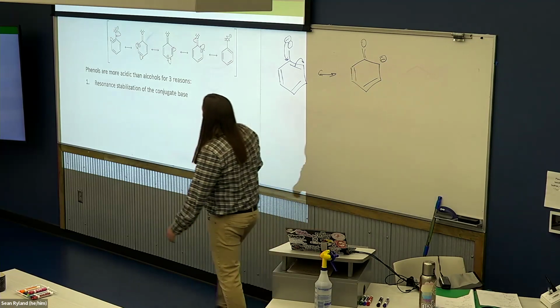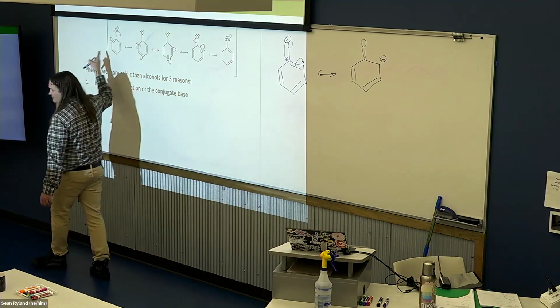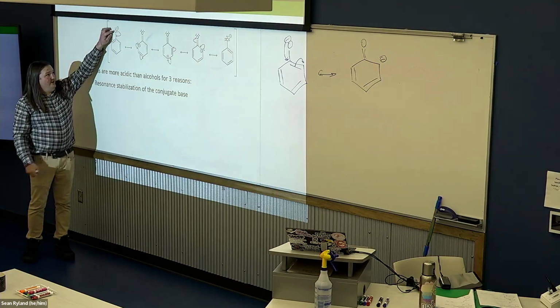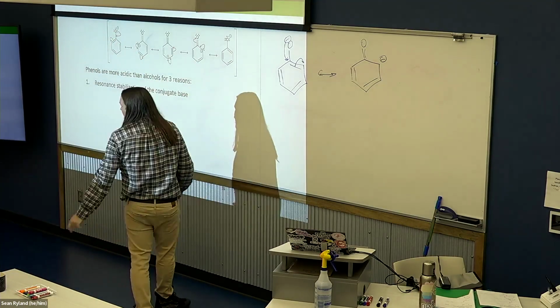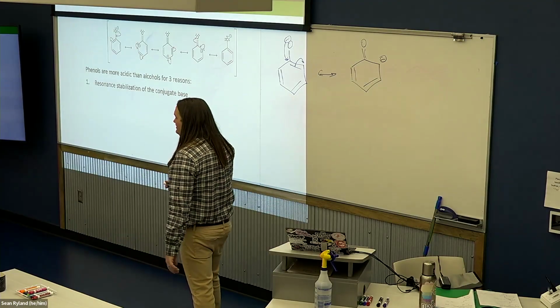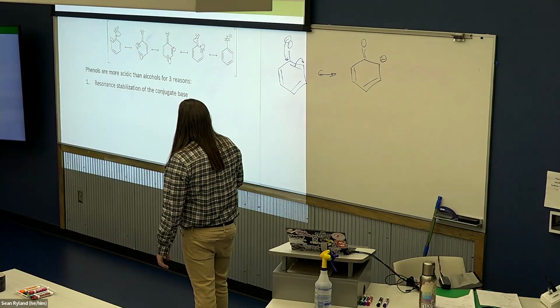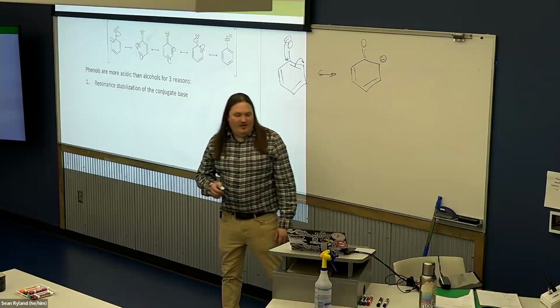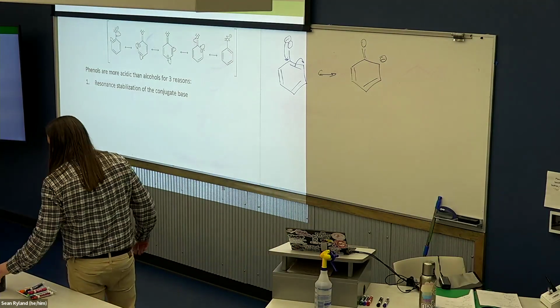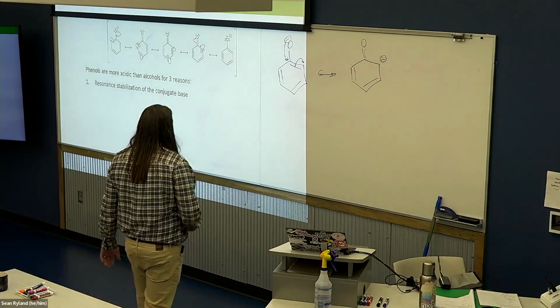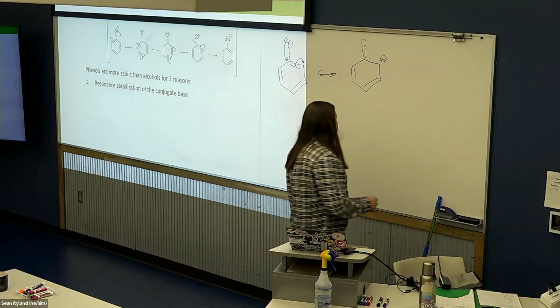Right, so if you deprotonate a phenol, you get a negative charge on that oxygen, which can then resonate all around that ring. We get three different resonance structures. And remember, resonance makes things more stable, because you can spread that negative charge out.